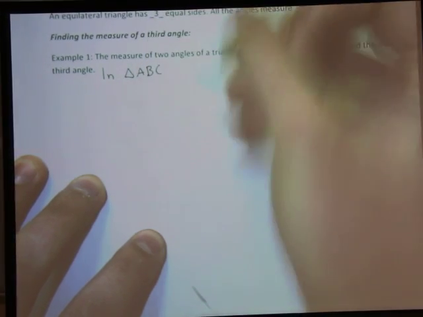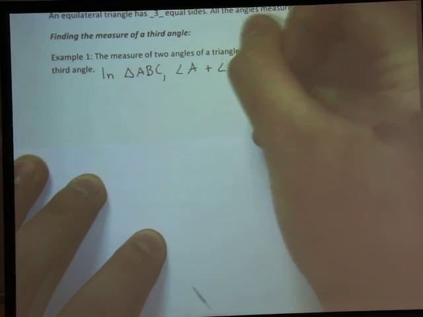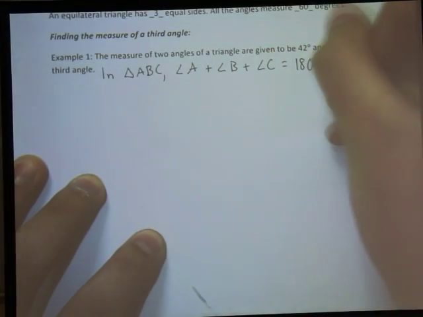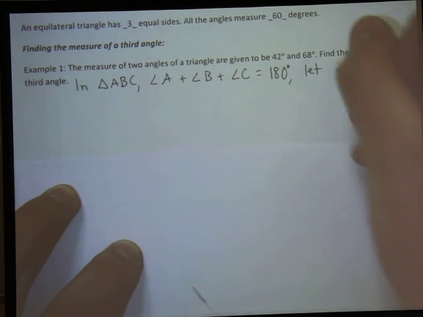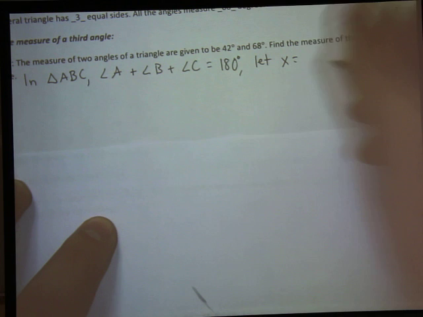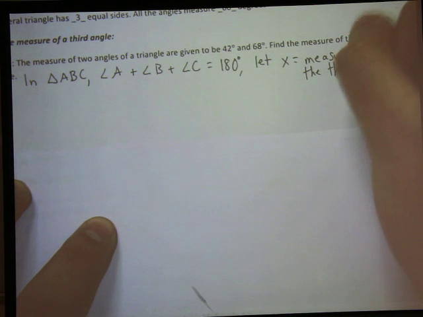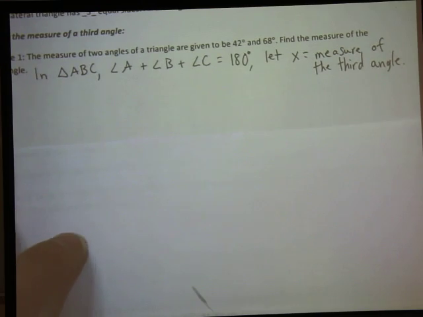All right, so if we have a triangle ABC, we know that the measure of angle A plus the measure of angle B plus the measure of angle C is equal to 180 degrees. And we'll go ahead and let X equal what we want to find, and that is the measure of the third angle.